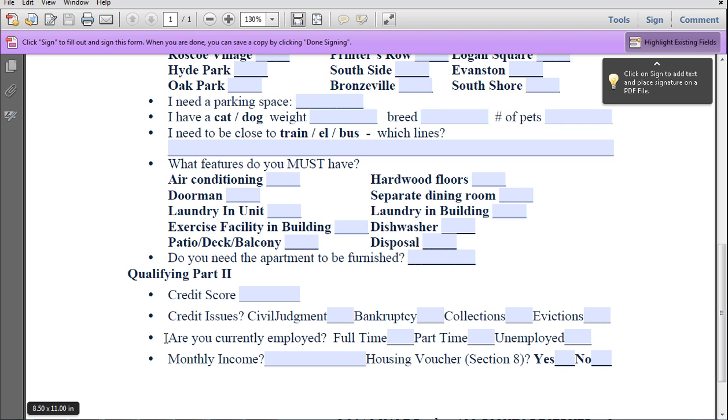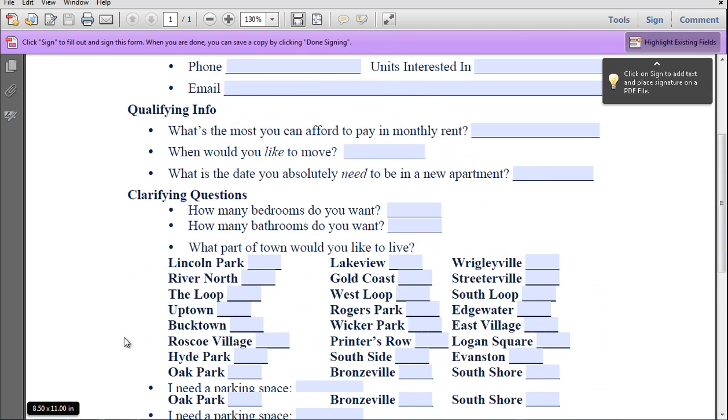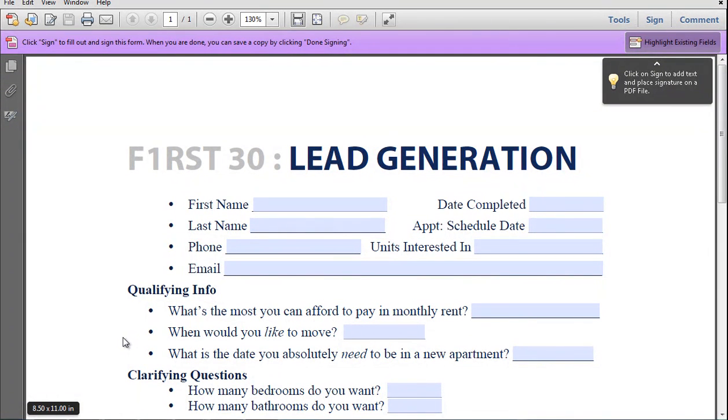So the question to ask is, are you on a housing voucher? If the answer is, I don't know what you're talking about, then they're not on a housing voucher. If the answer is yes, then I would say, okay, what program are you on? Are you on, for example, Section 8? And if they say yes, then that's really all that you need to know. Okay, so that is the lead generation form.